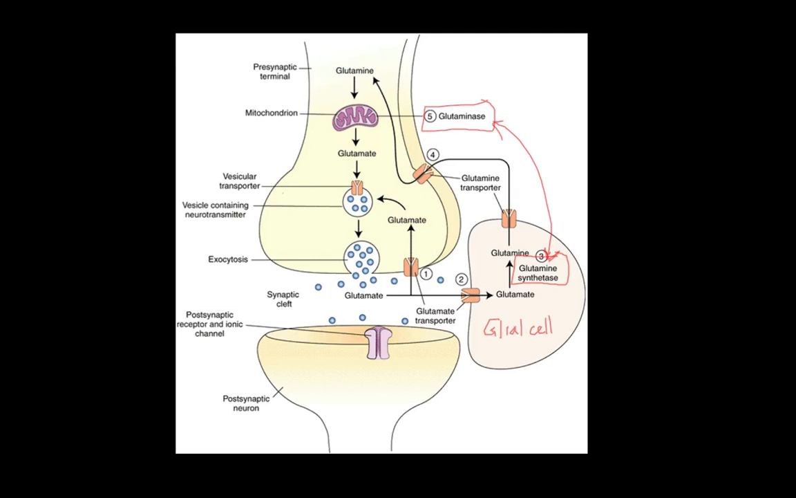When there's a wave of depolarization, there will be an influx of calcium ions. And when there's that influx of calcium ions, these vesicles fuse to the presynaptic membrane, and the glutamate, which is a neurotransmitter, is released via exocytosis. And then this glutamate will cross the synaptic cleft and bind to its receptor.